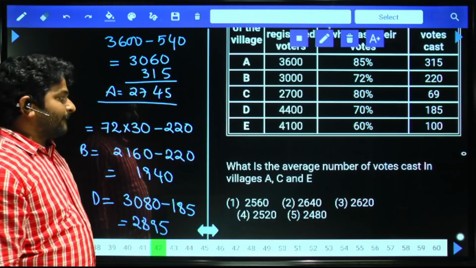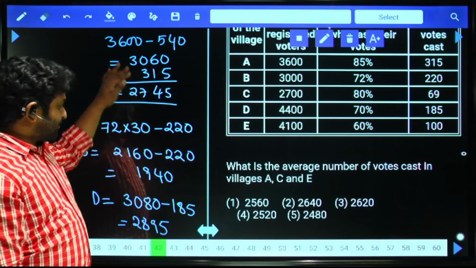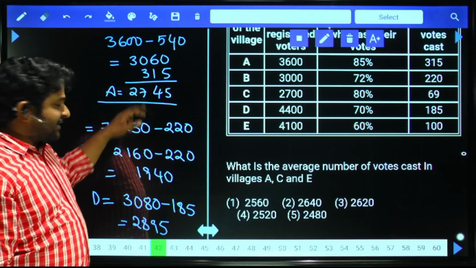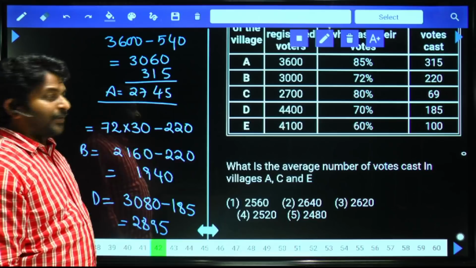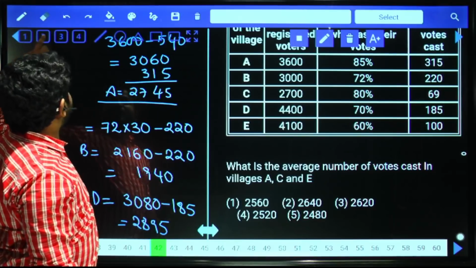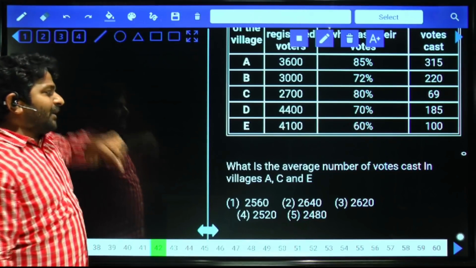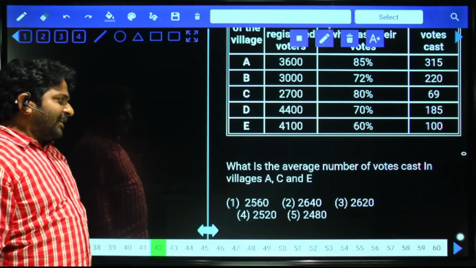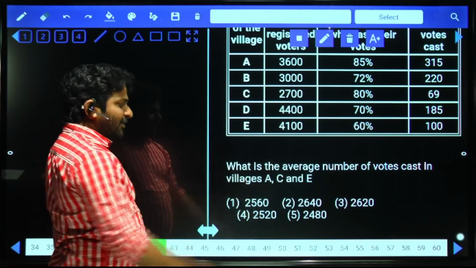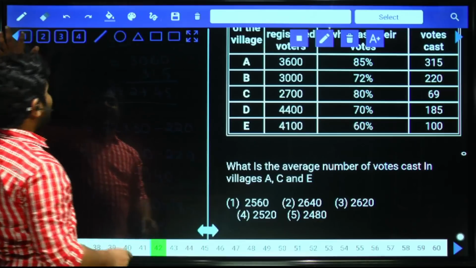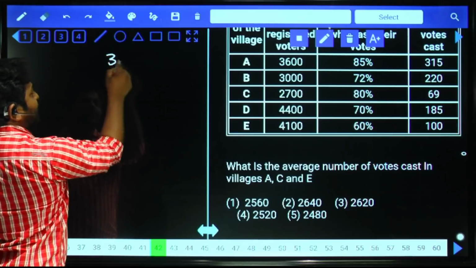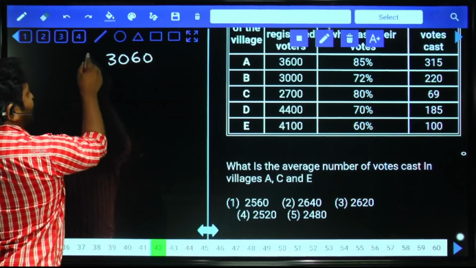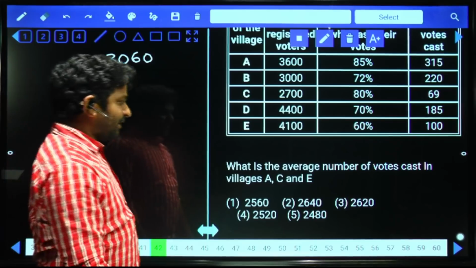Next, for reference purposes, try to remember these numbers. In the exam, sometimes we may reuse the data. You can reuse it, so keep it aside. What is the average number of votes cast in ACE? Votes cast, they said. We already know the votes cast in A, 3060. So that's the point I am telling you. Reuse, that is very important.